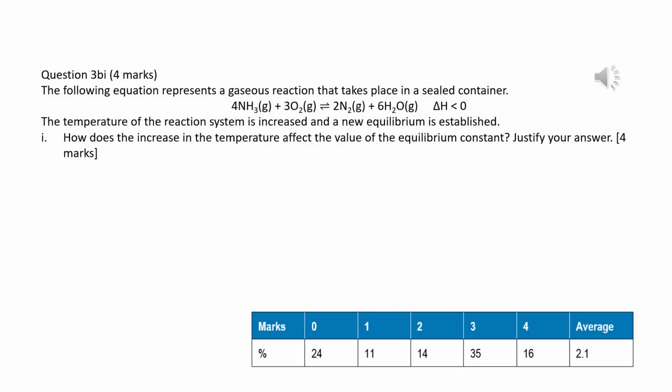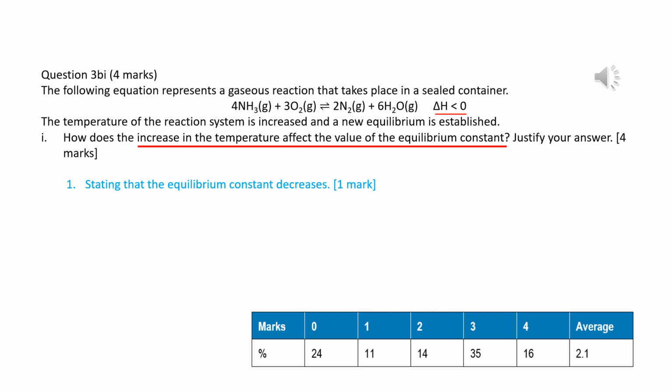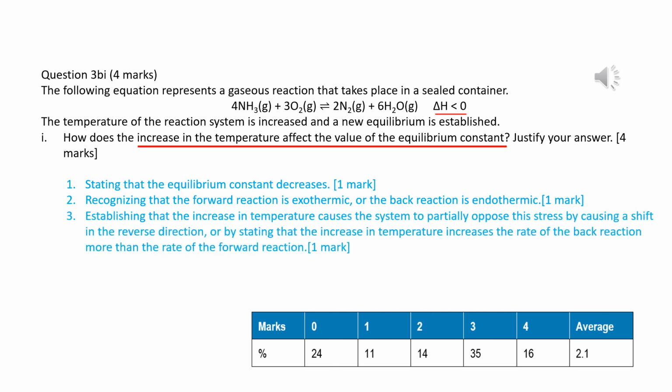This question is focused on the effects of temperature on the equilibrium constant. Since this forward reaction is exothermic, an increase in temperature pushes the reaction backward. Students should answer this question step by step. Step 1, stating the conclusion that the equilibrium constant decreases. Step 2, recognizing that the forward reaction is exothermic. Step 3, using Le Chatelier's principle to recognize that an increase in temperature pushes the reaction backward.